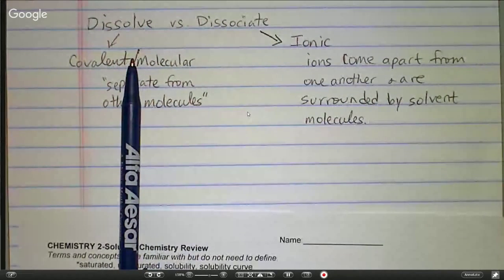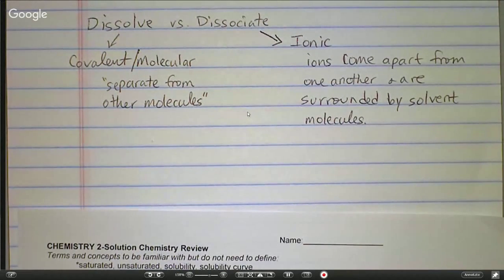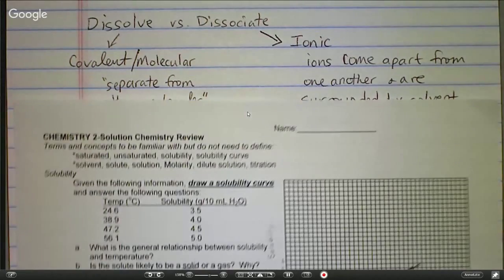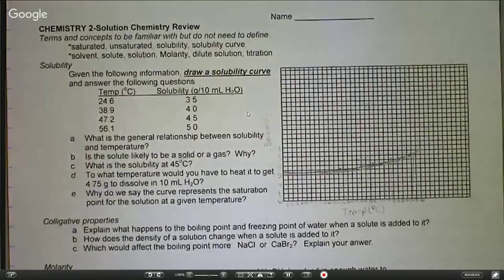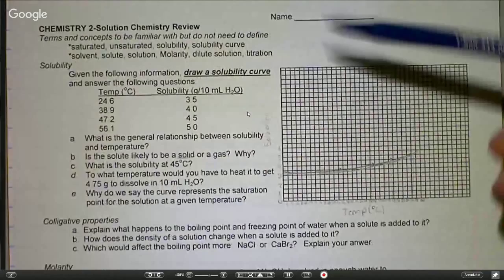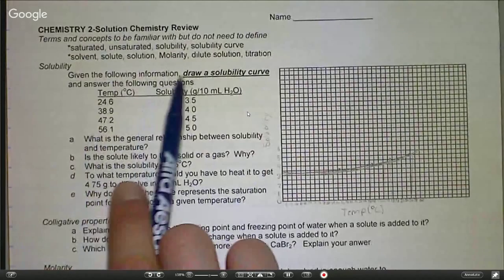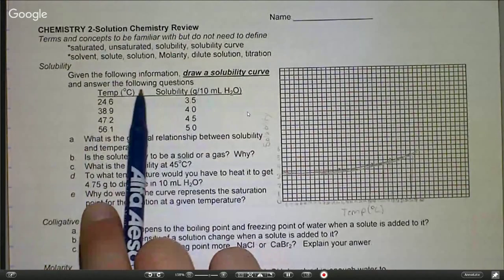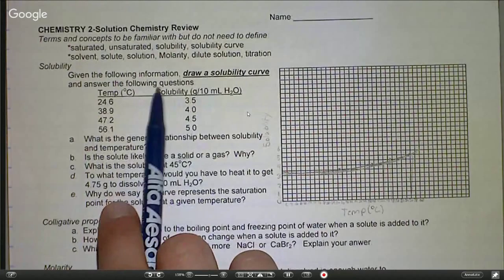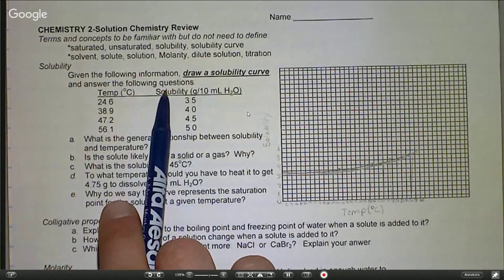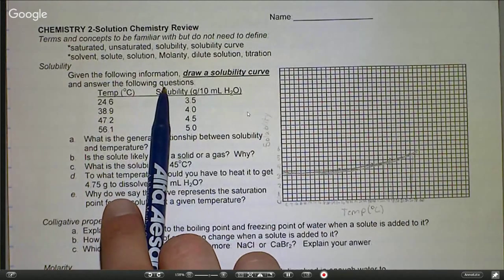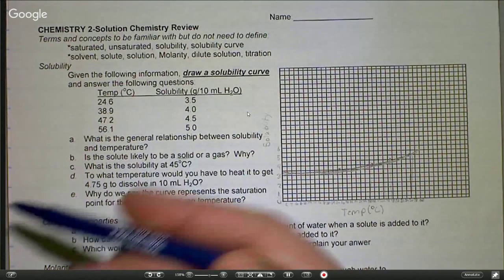All right, so let's look further then at the review page itself. We have questions about solubility here. And so given the following information, be able to draw a solubility curve and answer the following questions. On the test tomorrow, I won't have you draw a solubility curve. I'll have one provided for you, and you'll still have to analyze it and answer questions based upon that data.